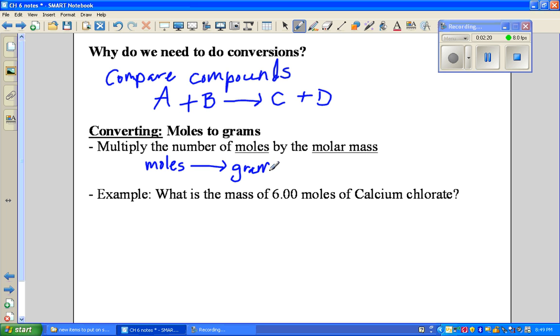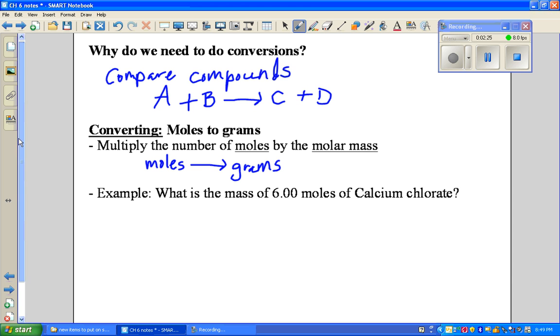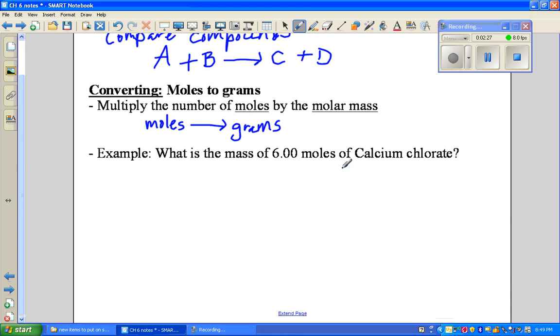So here's an example that we have here. What is the mass of 6 moles of calcium chlorate? Remember, you think of a mole as 6.02 times 10 to the 23rd, or think of it as a dozen. So how much does 6 dozen of calcium chlorate weigh? Or in this case, moles.